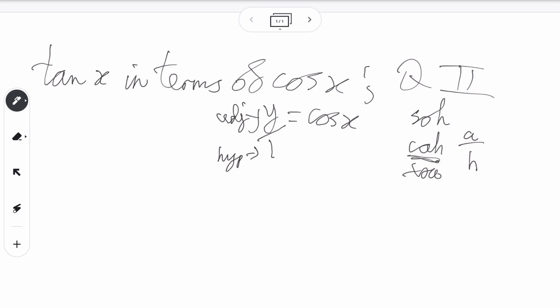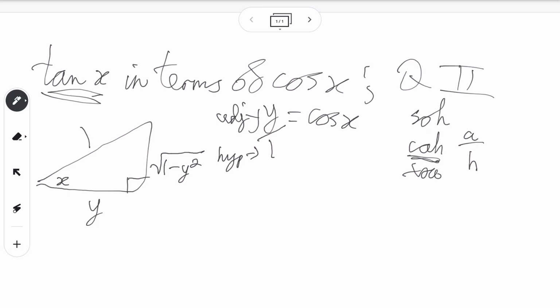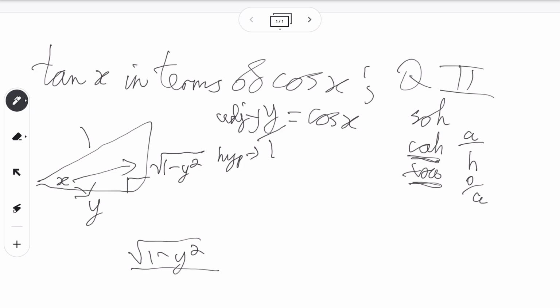Now, let's draw a right triangle here, and cosine of x, let's put x here, is adjacent over hypotenuse. Now, with a bit of Pythagorean theorem, we can figure out that this is the square root of 1 minus y squared. And we're looking for tangent, and a tangent is this one, so it's opposite over adjacent. Our opposite side is here, so let's put that down, square root of 1 minus y squared over our adjacent, which is y.